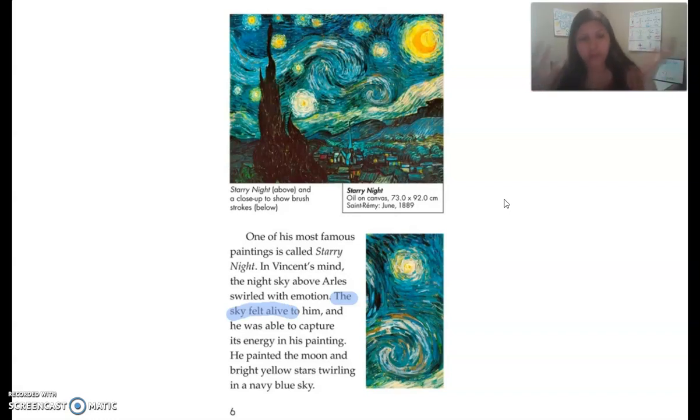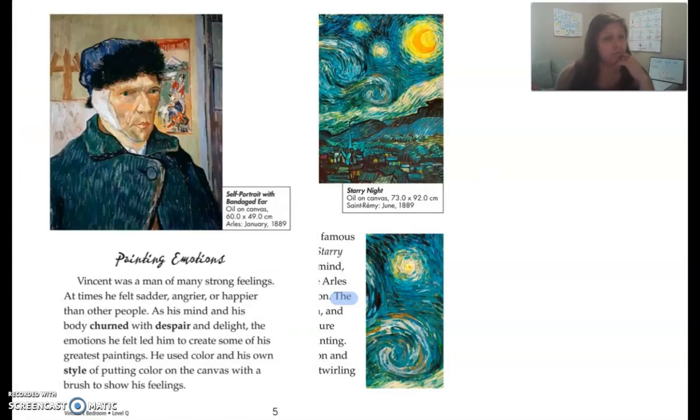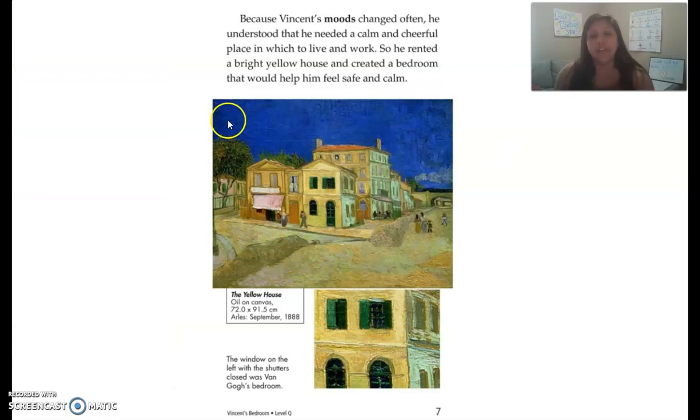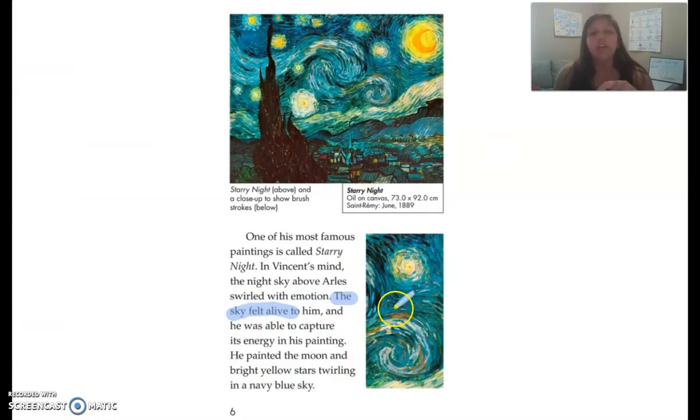So again, your assignment is to read pages 5, 6, and 7, and to really focus on page 6 where it says the sky felt alive to him. I really want you to try this, because tomorrow I'm going to model again how to visualize, and then the day after that you're going to have an assignment where you have to do it on your own. Okay, I will see you guys tomorrow.